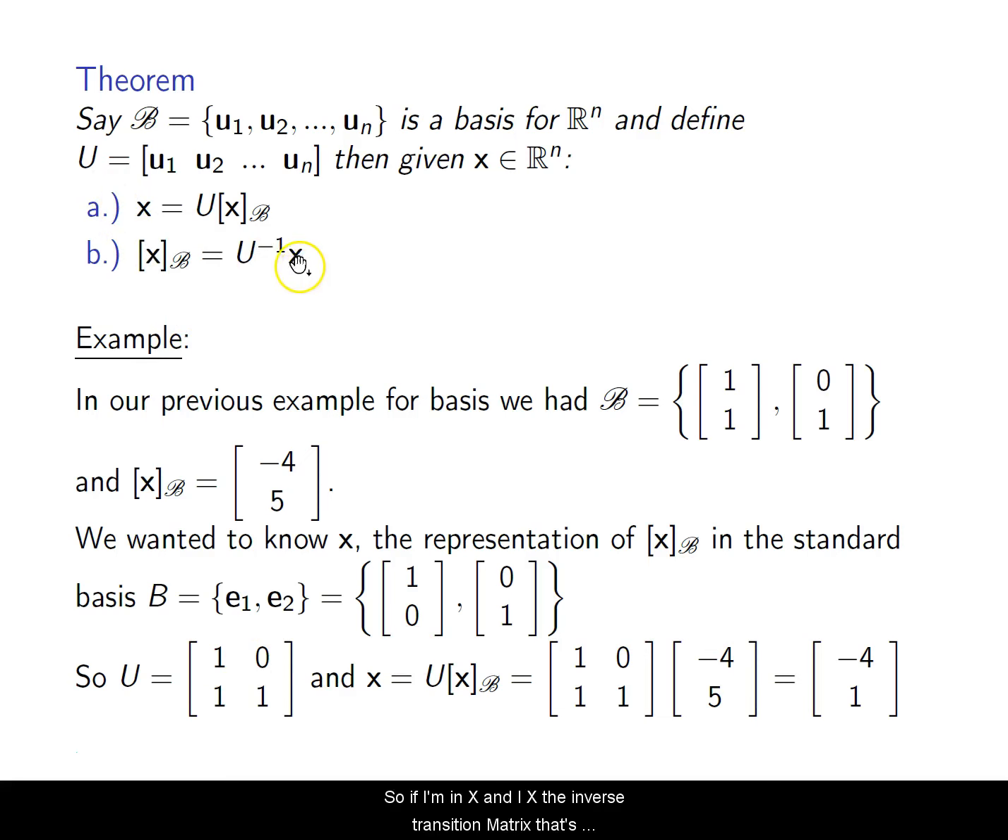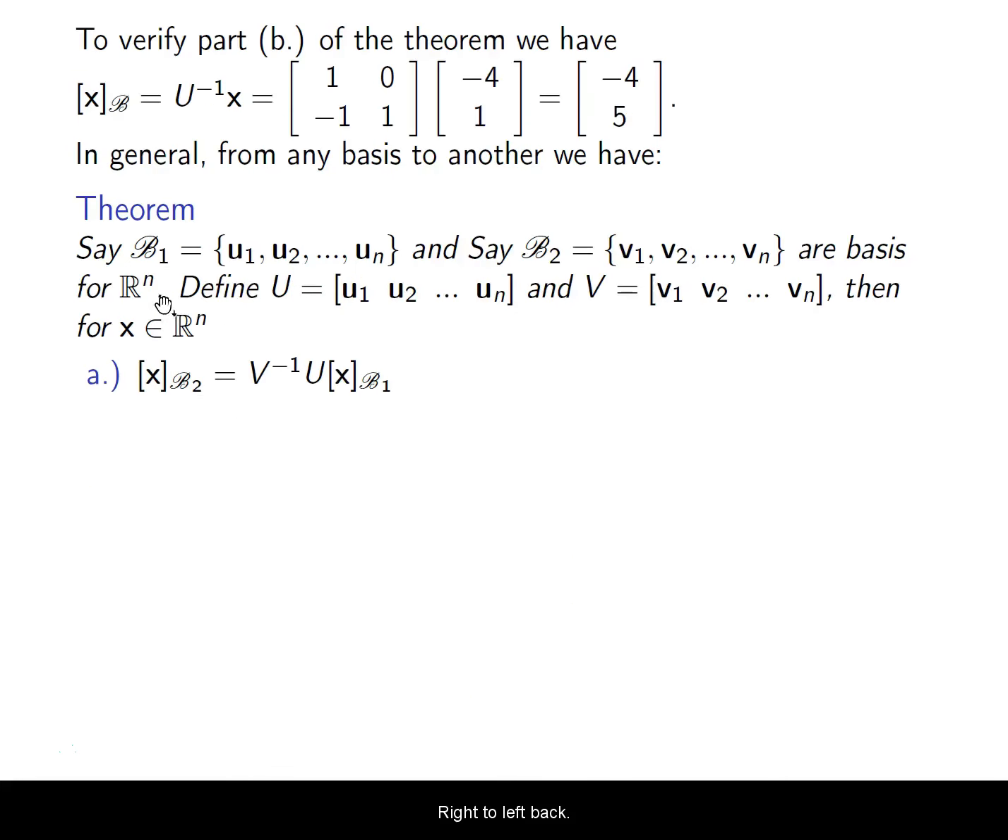If I'm in X and I multiply by the inverse transition matrix, that's how I get my vector in that basis. So remember, your X shows up on the right, and then your matrix shows up on your left. So that's X times U inverse. It goes this way when you read, from right to left. Okay, let's come back.